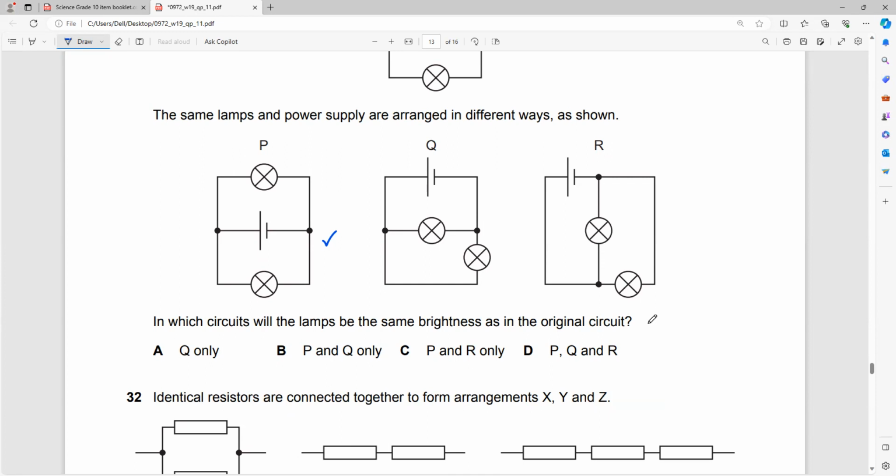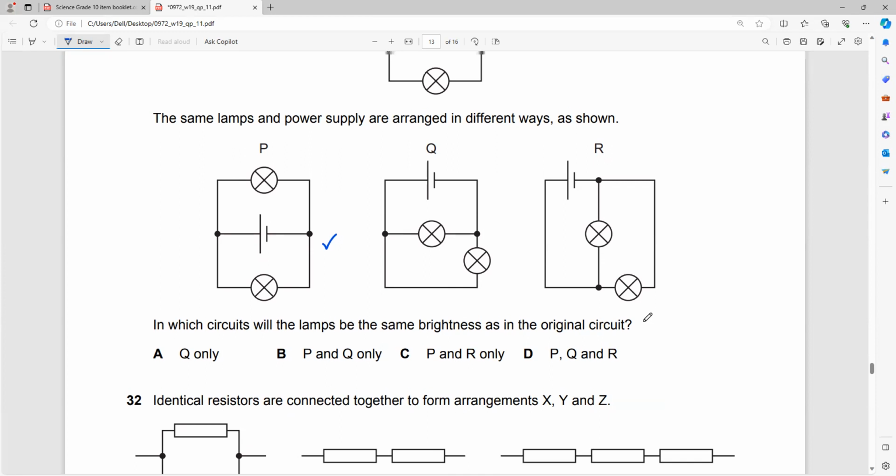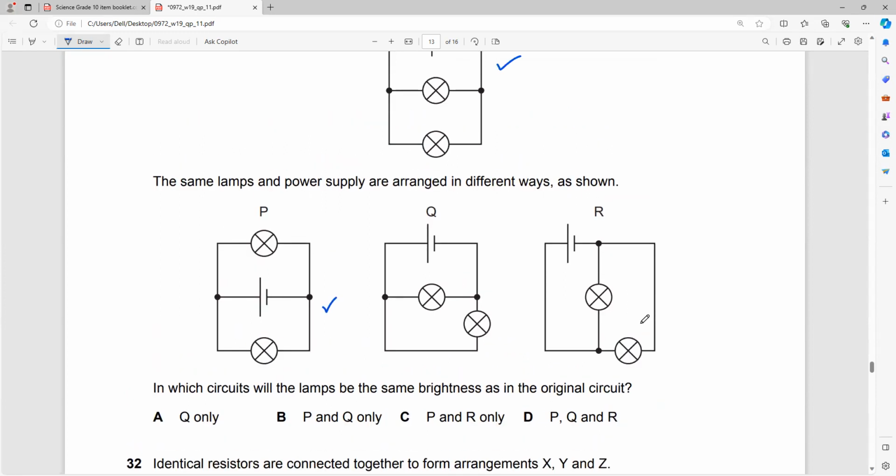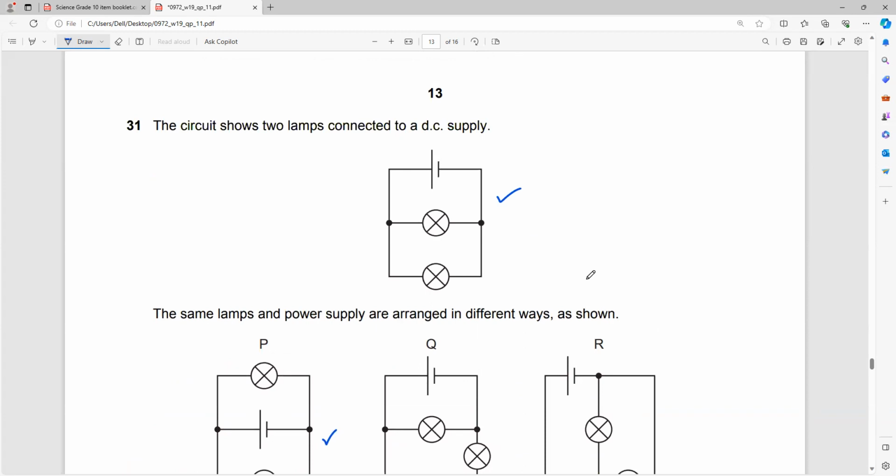Once again, observe there are four circuits for you. Recently I told you regarding this. I hope you all remember. They are asking which circuits will have lamps of the same brightness as in the original circuit. First of all, you have to decide what connection it is. Everybody, what connection is it?